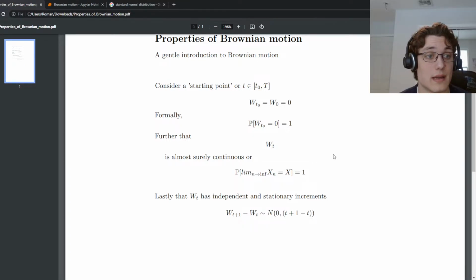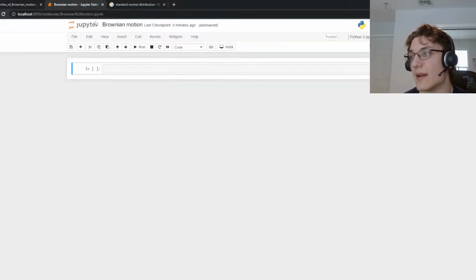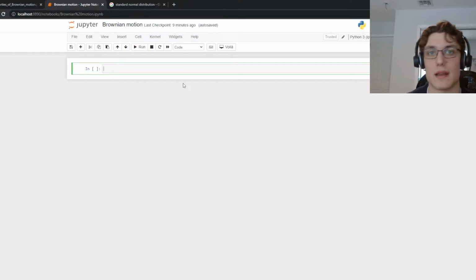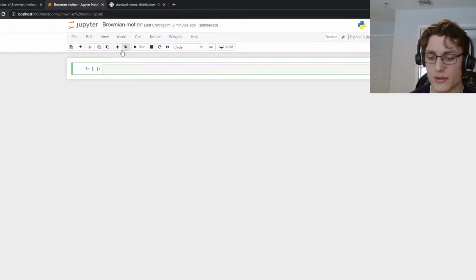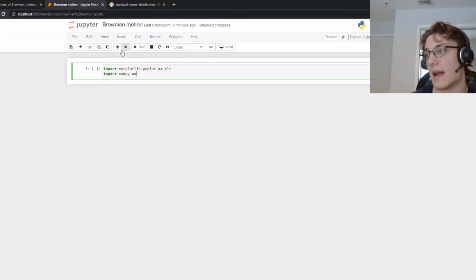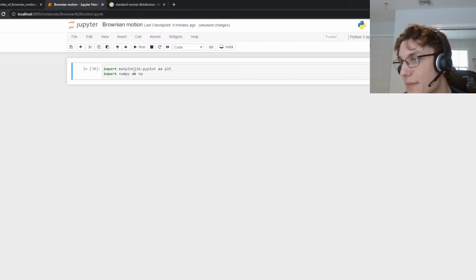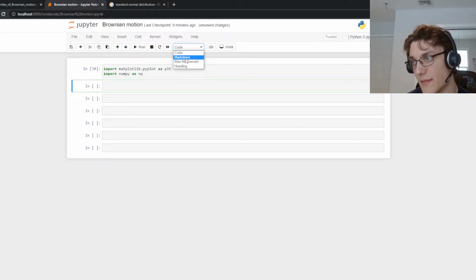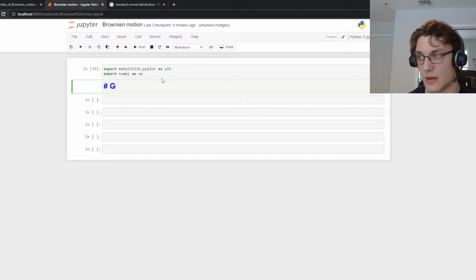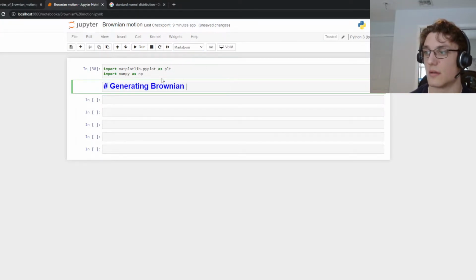Now that we've built the mathematical foundation of Brownian motion, what I want to do is talk about it in Python to make it more intuitive, to make it very easy to interpret. So for starters, for visualization, I'm going to import matplotlib.pyplot as plt, import numpy as np. So we're going to use matplotlib for visualization and numpy for generation of the Brownian motion. So let's start by generating Brownian motion.